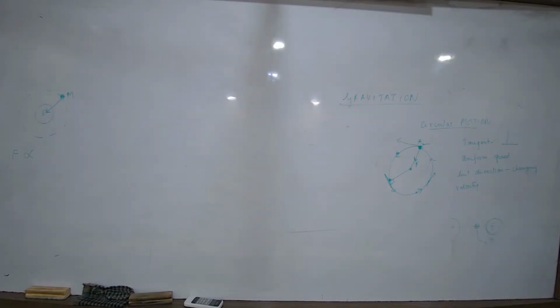Before the thread is released, the stone moves in a circular path with a certain speed and changes direction at every point. What is important here? Please listen very carefully. The stone moves in a circular path with a certain speed, that is uniform speed. It is changing direction at every point. That is something that you should please underline and remember.